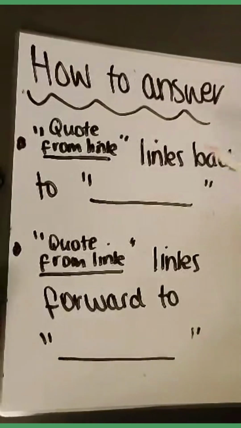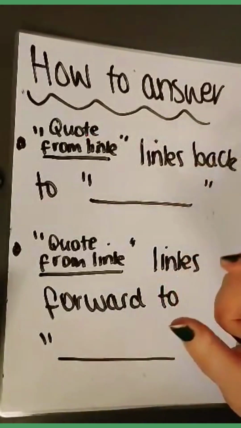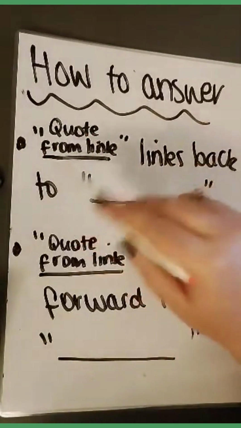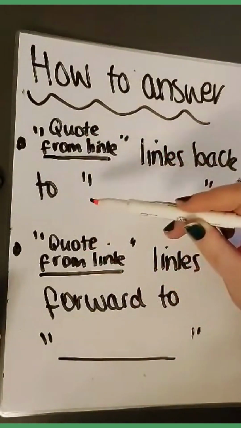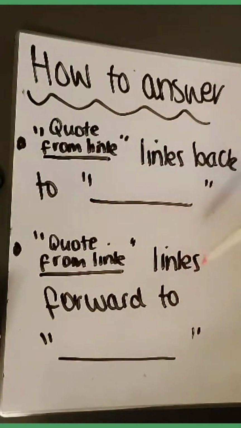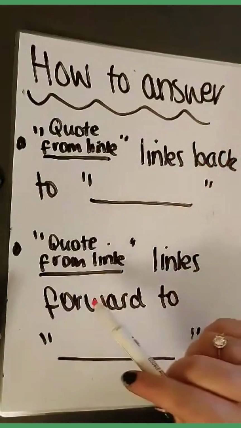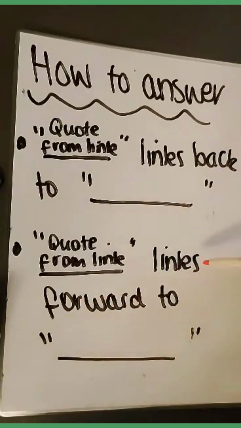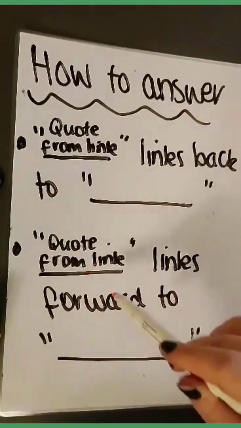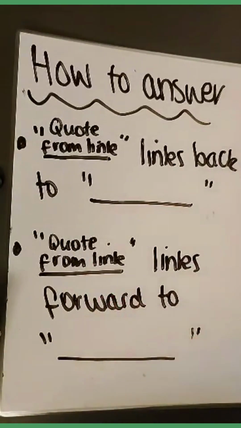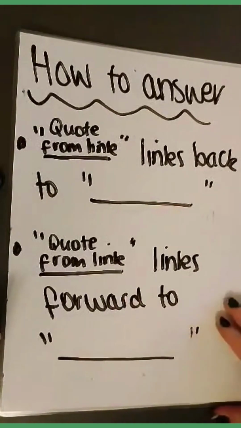So you are going to quote a bit of the linked sentence, normally around half, and you're going to say this links back to, and you're going to say something that it links back to from previous paragraphs. Once you've done this, you're going to then quote another bit of this sentence, and you're going to say what it links forward to. Now this can be in the same paragraph as the linking sentence is in, or further on in the passage. So it can be just after it, which it often is, or it can be further on as well.